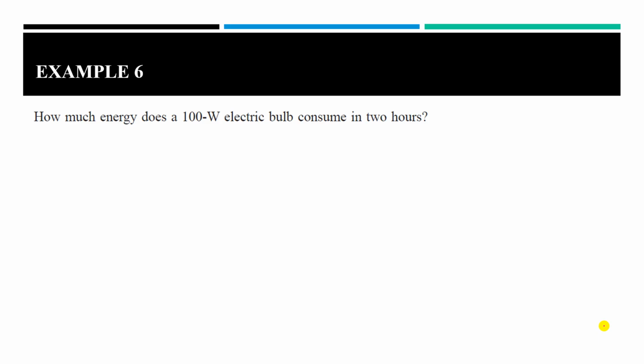Another example here. How much energy does a 100-watt electric bulb consume in 2 hours? Very easy example. This one is the easiest one of them. So energy is equal to power multiplied by time. Okay, so what is the value of power? 100 watt multiplied by the time. What is our time?